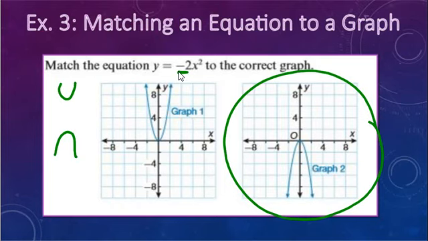And we can always test it out. Let's just say we put a positive 2 in here for x. 2 squared is 4. 4 times a negative 2 is a negative 8. So I go to 2, negative 8. That would be right here, which is landing on here. If I went to 2, negative 8 on here, you would get right here, which is not on the graph. So that's another quick way of determining based on what sign's in the front here.